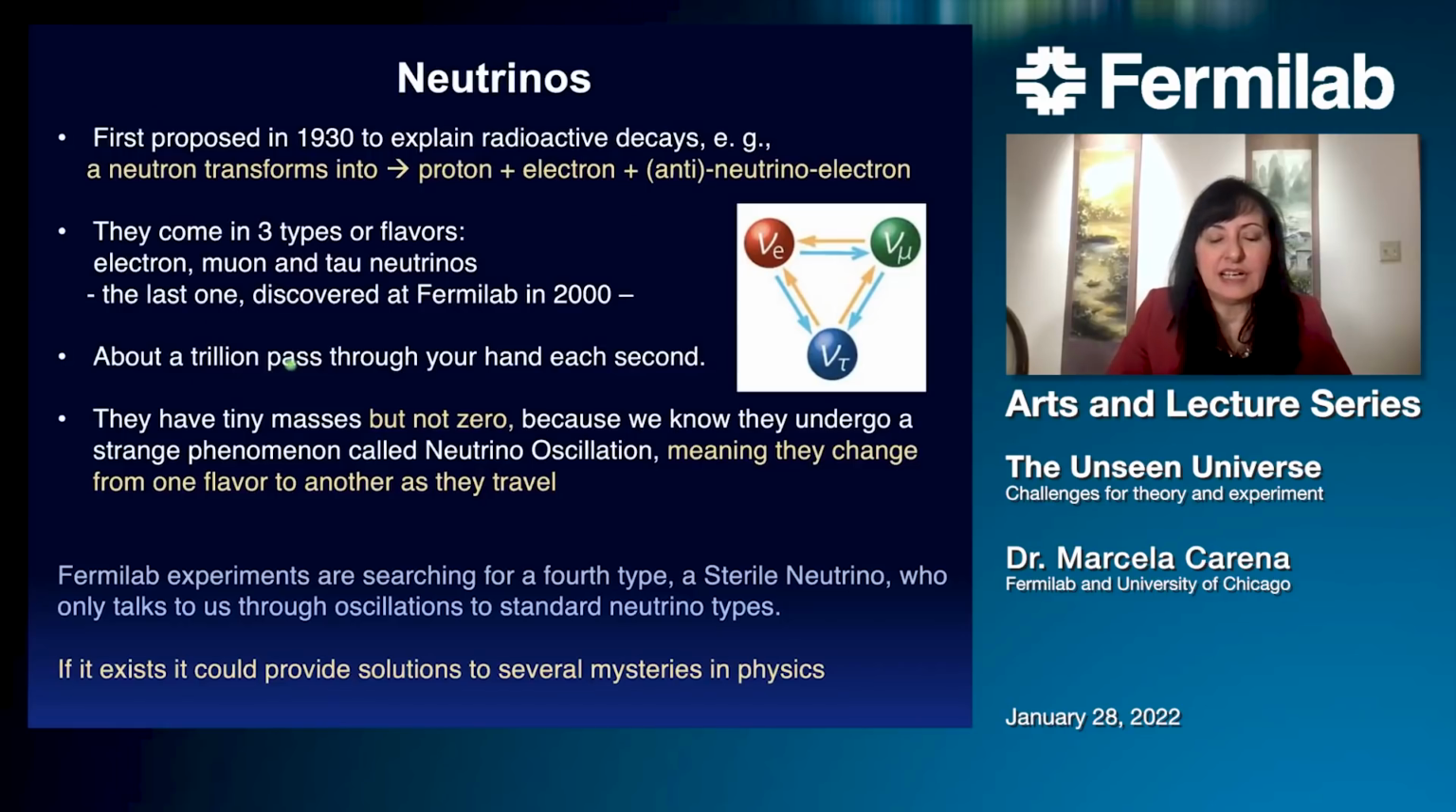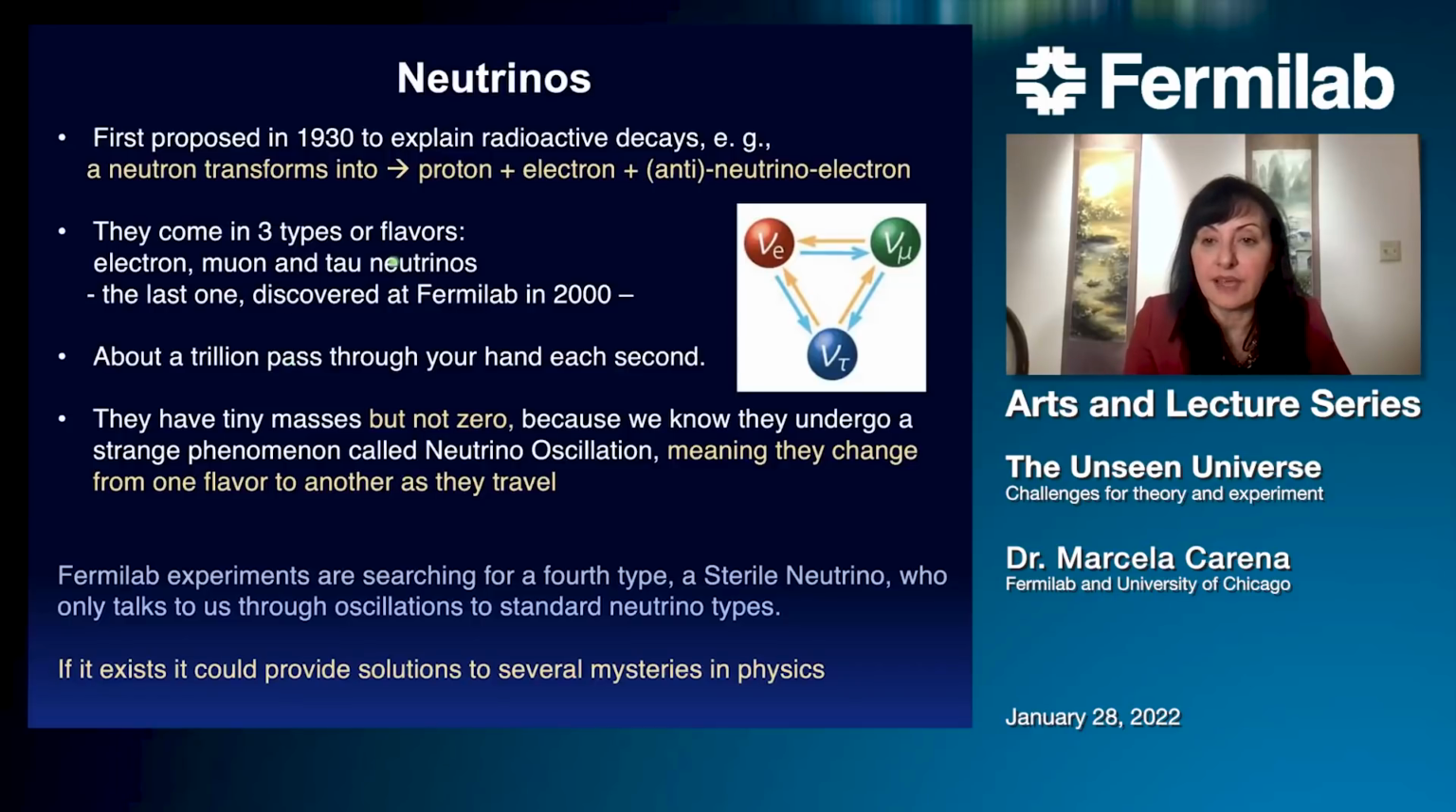So about 1 trillion neutrinos pass through your hand each second. That's amazing. Neutrinos have tiny masses, but not zero. Originally, we thought that they could have zero mass, but now we learn that they don't. And the reason they don't have zero mass is because they undergo a strange phenomenon called neutrino oscillation.